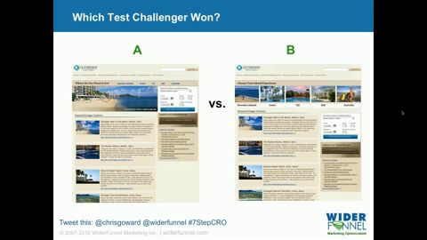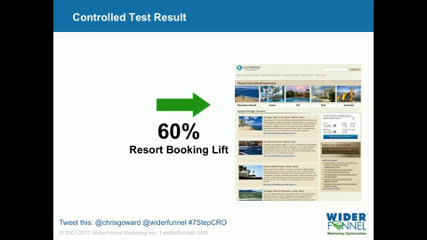So again, sitting at your boardroom, looking at these designs by your agency, how do you choose? Well, you're going to have a tug of war, looks like, in the boardroom because there's some disagreement on which one will produce better results. But fortunately, we tested it, and variation B had a 60% lift in resort bookings. So let's have a show of hands. How many think that impacted the business results?